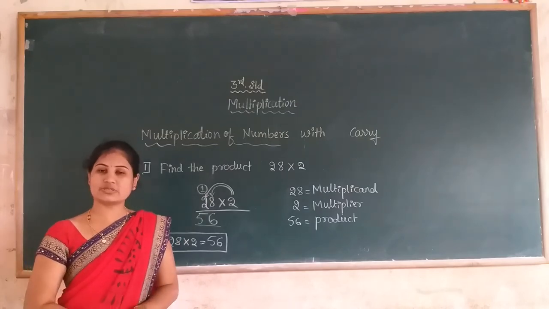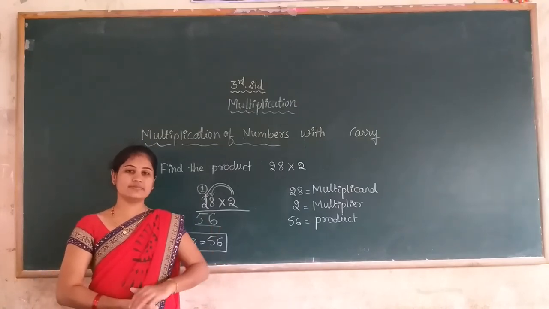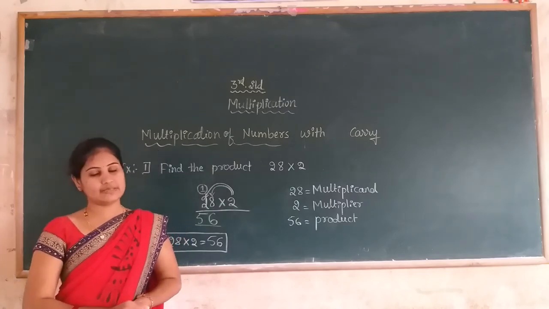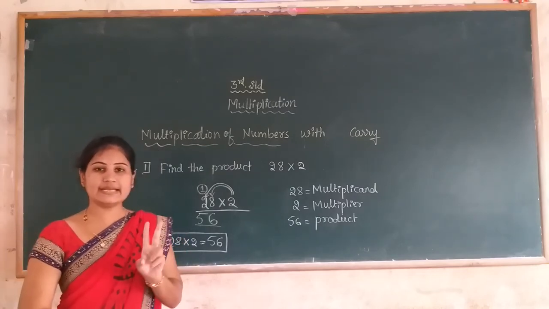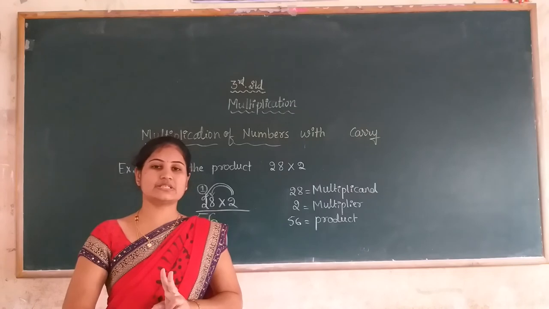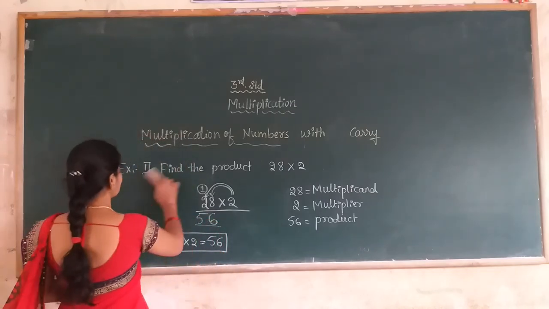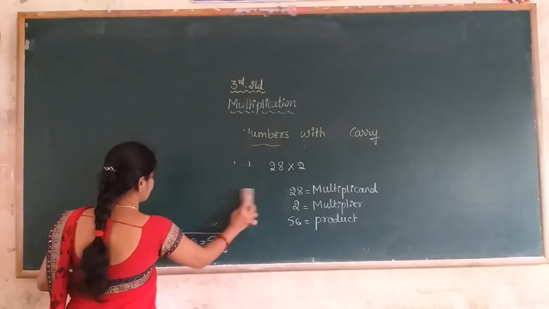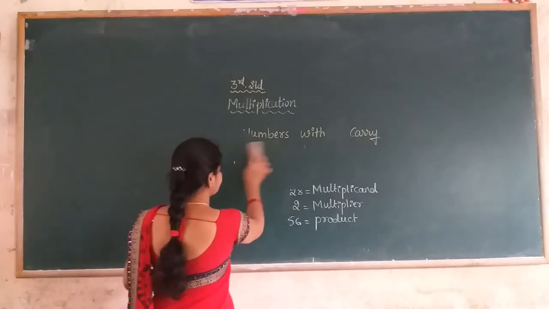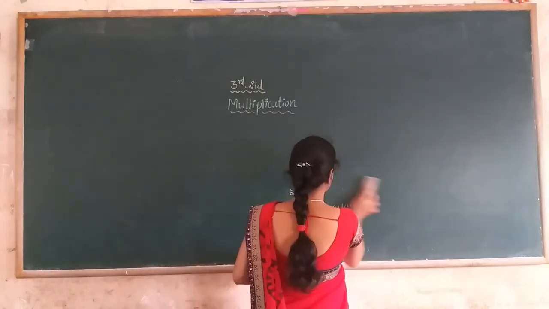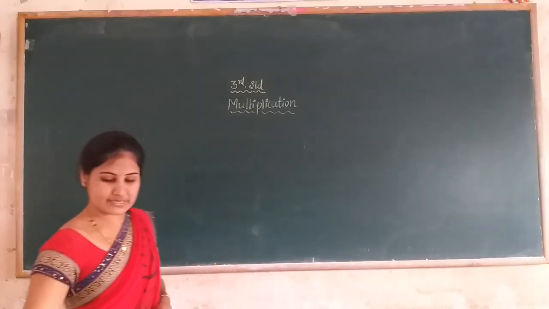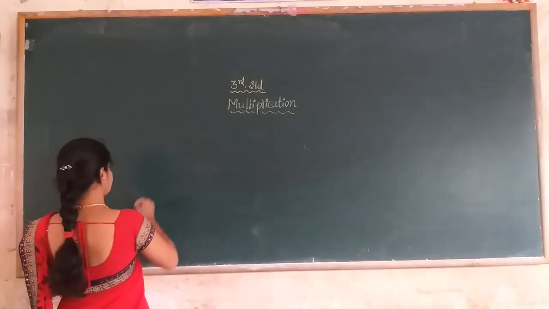Did you understand, student? Next, go to the concept, the properties of the multiplication. There are mainly 2 properties in the multiplication. Okay. Discuss the properties of the multiplication.